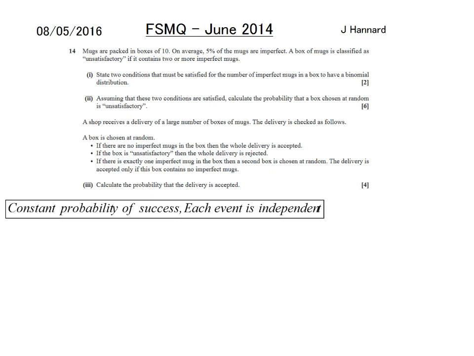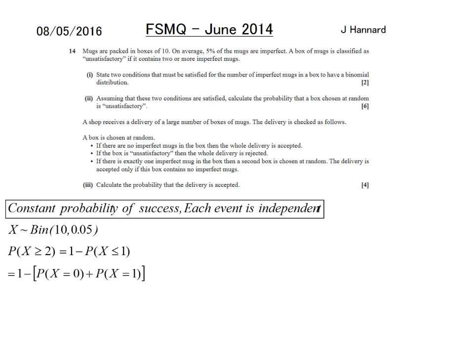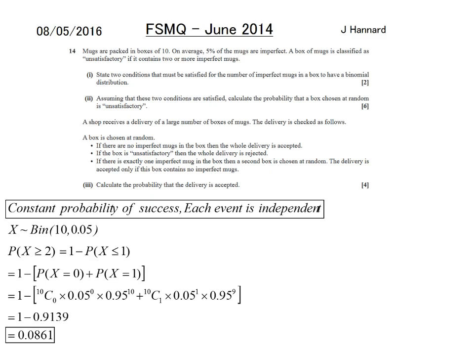Assuming that these 2 conditions are satisfied, calculate the probability that a box chosen at random is unsatisfactory. So X can be binomially distributed 10, 0.05. P of X is greater than or equal to 2 equals 1 minus the P of X is less than or equal to 1, which is 1 minus P of X equals 0, add the P of X equals 1, which is that. 10C0 times success to the 0 times failure to the rest, which is that, which is that. So that is 6 marks, and a well-earned 6 marks as well, I might add.